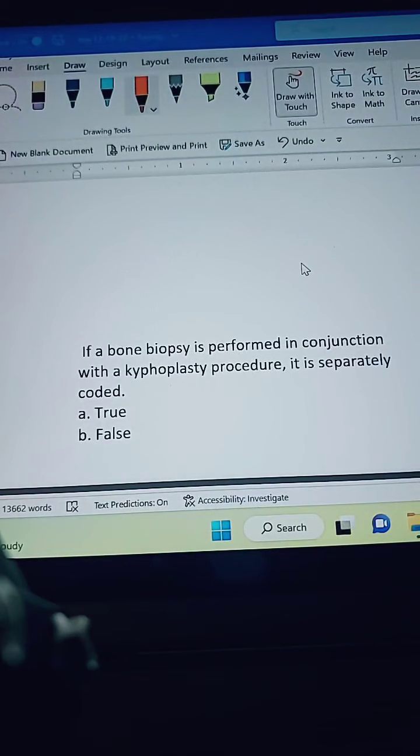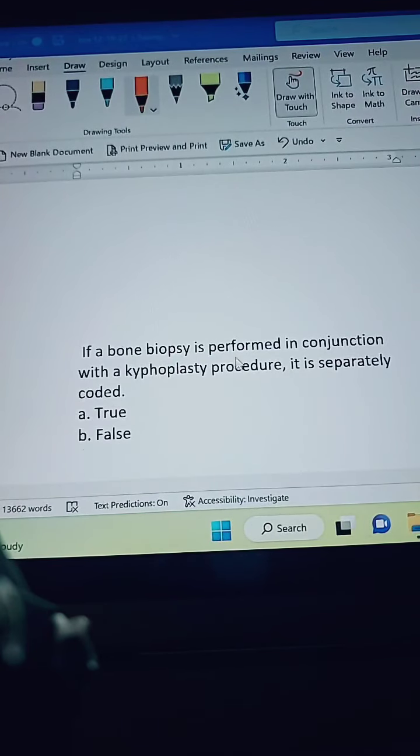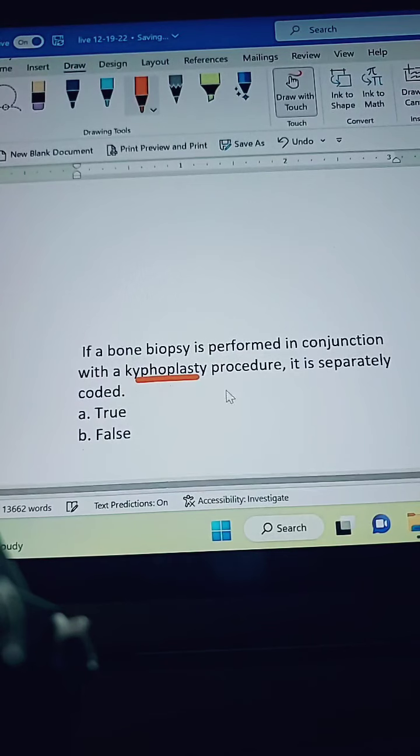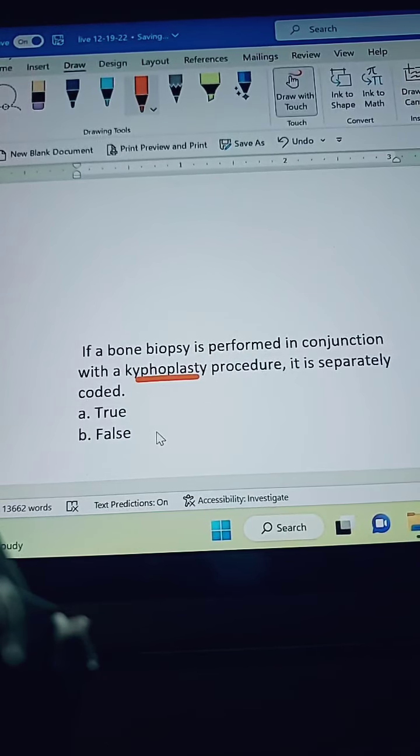If a bone biopsy is performed in conjunction with this plasty repair procedure, is it separately coded? True or false? Guideline question.